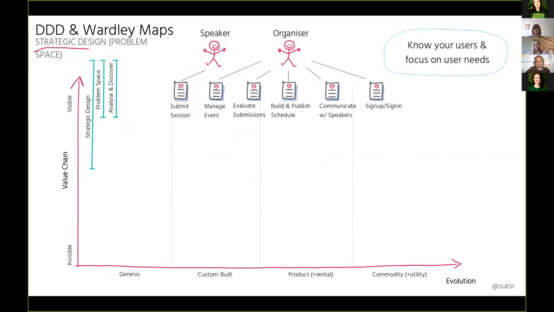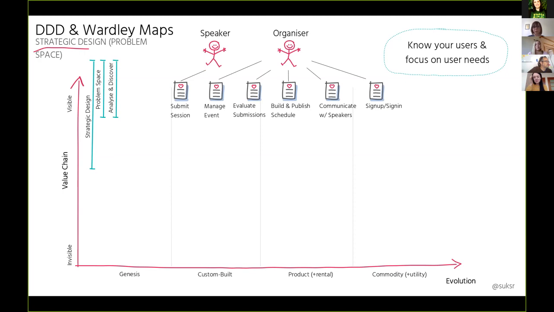So let's create an example. Let's jump into the practical part now, and let's create an example of a SaaS conference solution that helps conference organizers to create a CFP, a call for paper, and manage their event. So what kind of users do we have? We have the conference organizers on the one side and the speakers on the other side.